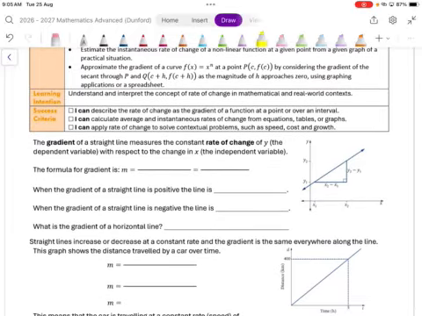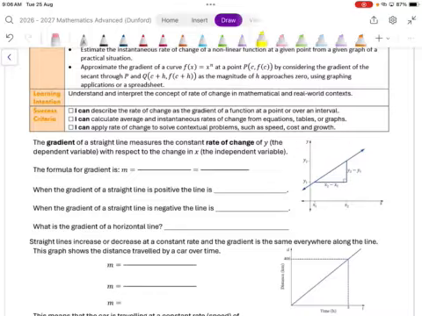So you'll feel successful if you can describe the rate of change as the gradient of a function at a point or over an interval, and you can calculate the average and instantaneous rate of change from equations, tables or graphs, and you can apply rate of change to solve contextual problems such as speed, cost and growth. So the gradient of a straight line measures the constant rate of change of y, the dependent variable, with respect to the change in x, our independent variable.